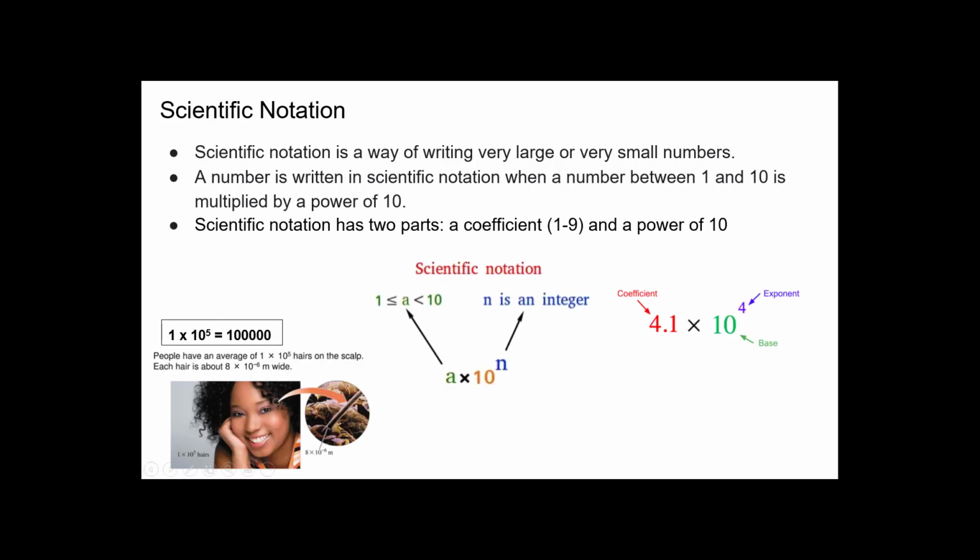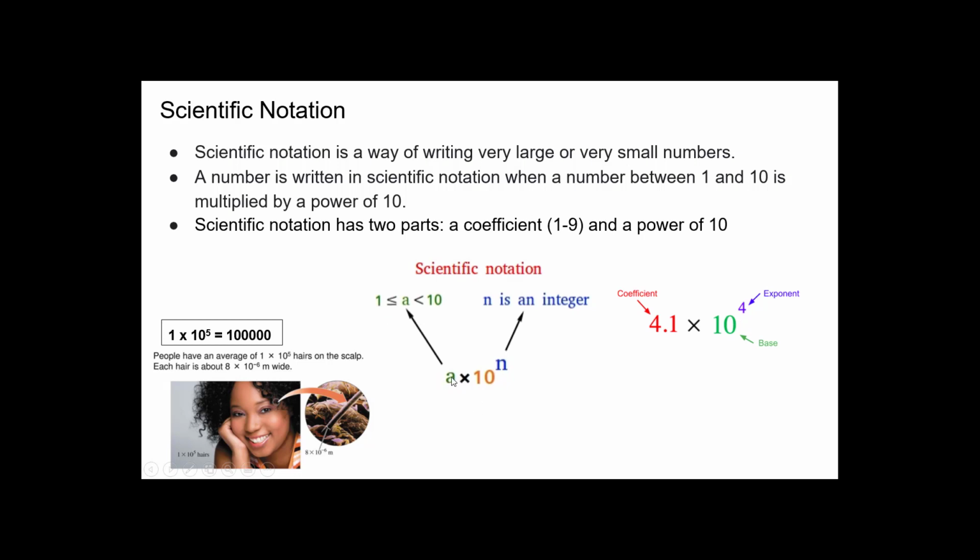All right, now we're moving on to scientific notation. Scientific notation is a way of writing very large or very small numbers. A number is written in scientific notation when a number between 1 and 10 is multiplied by a power of 10. Scientific notation has 2 parts. We have a coefficient and we have a power of 10. So I want to break this down.